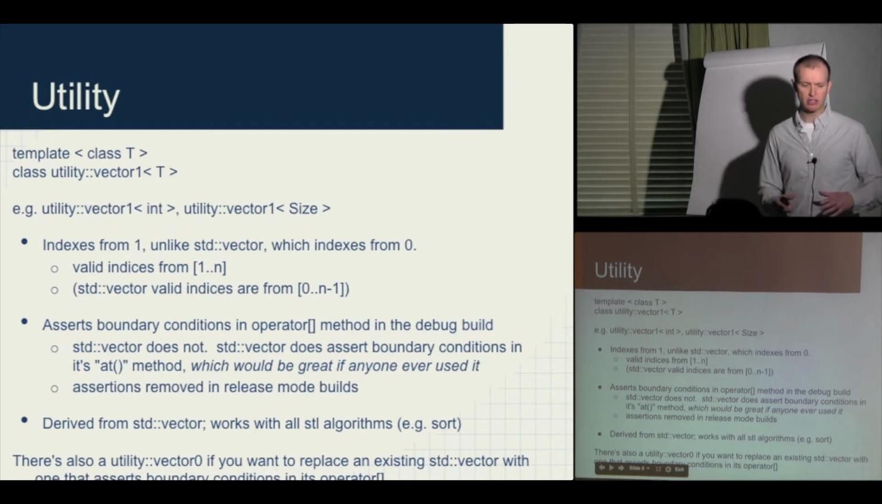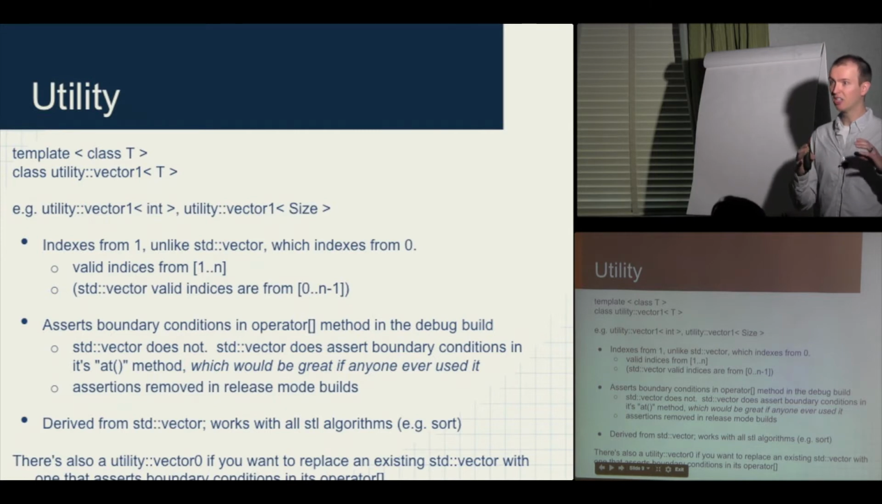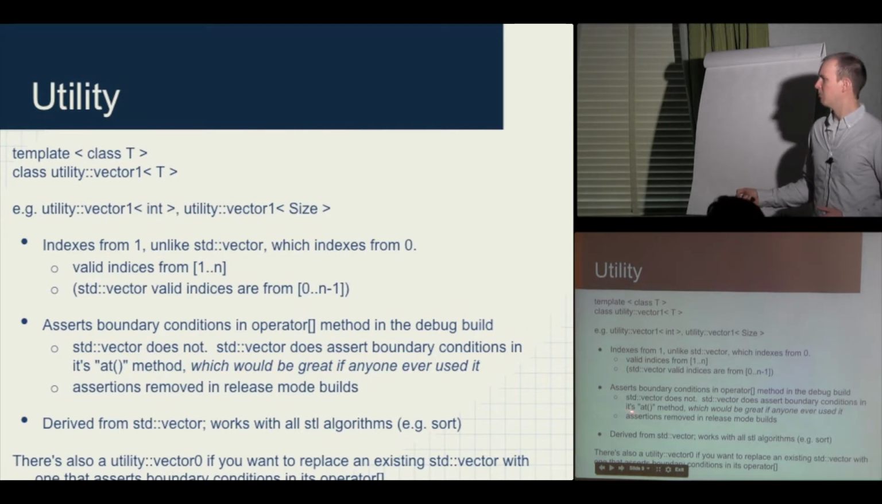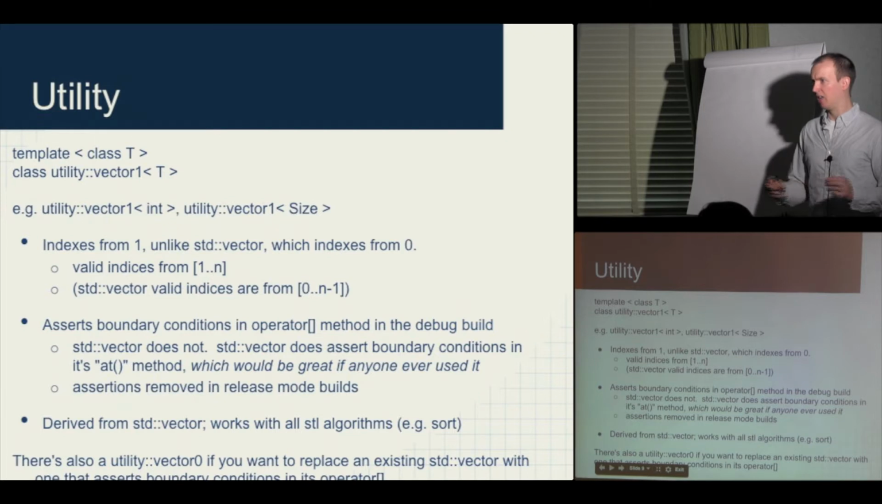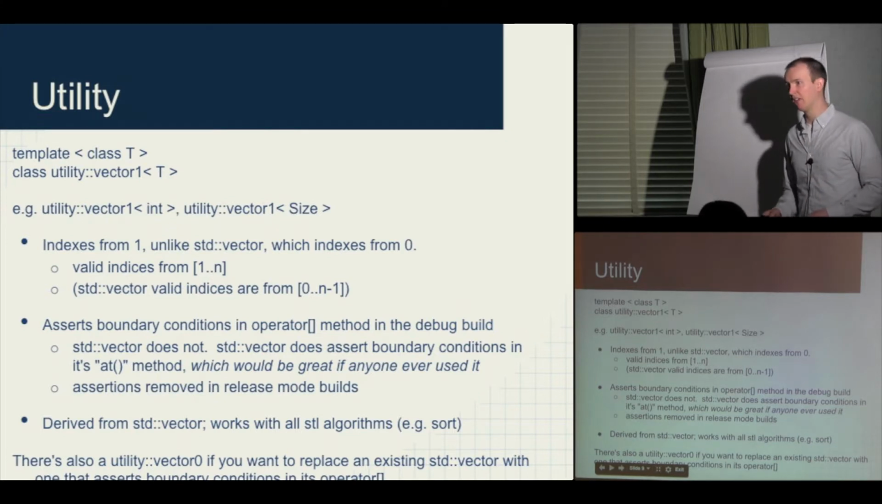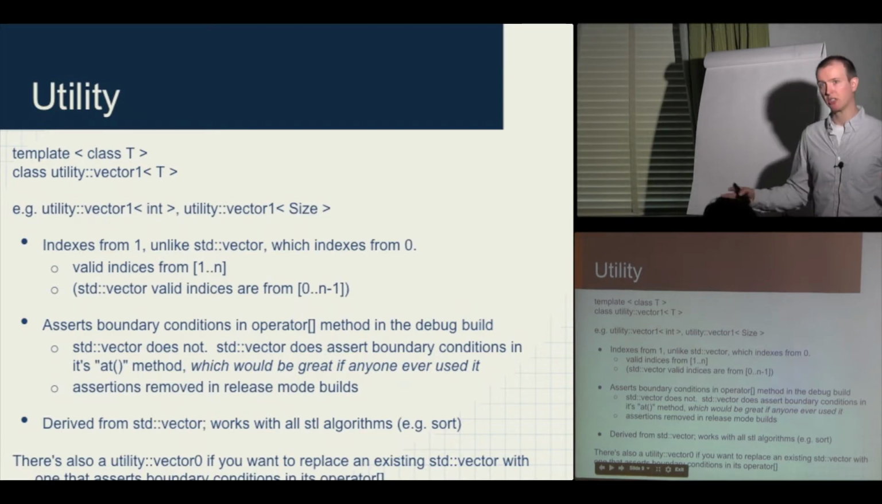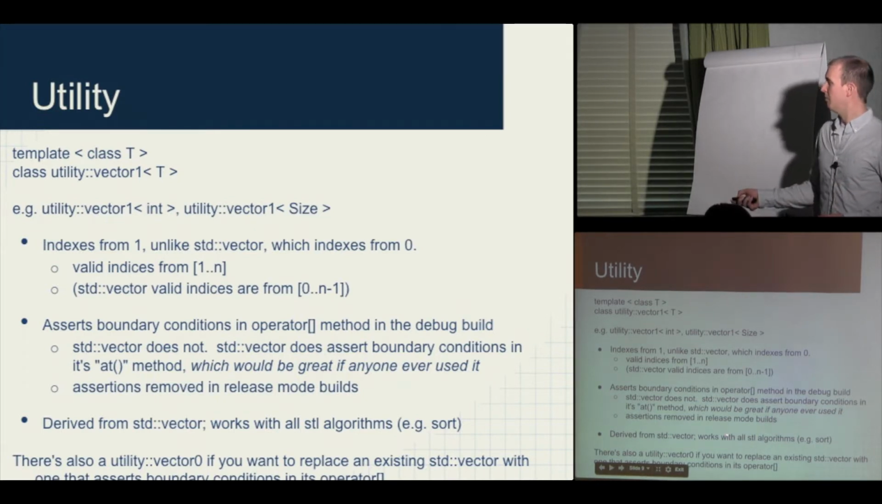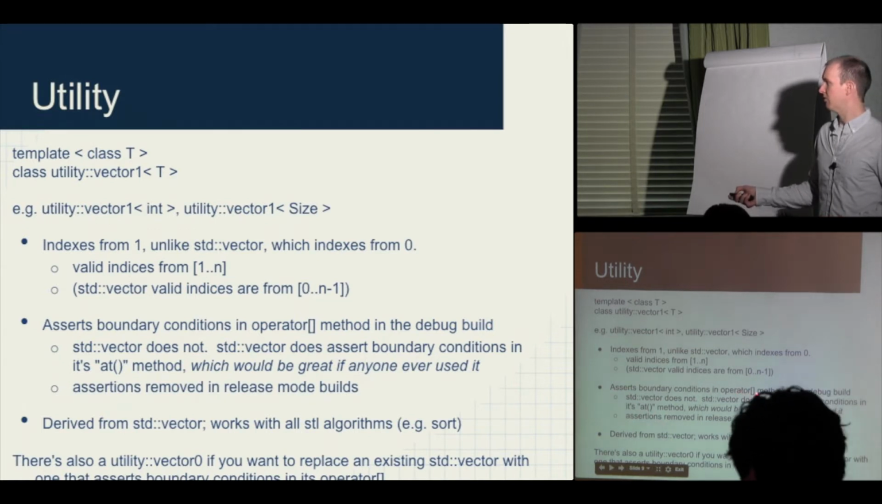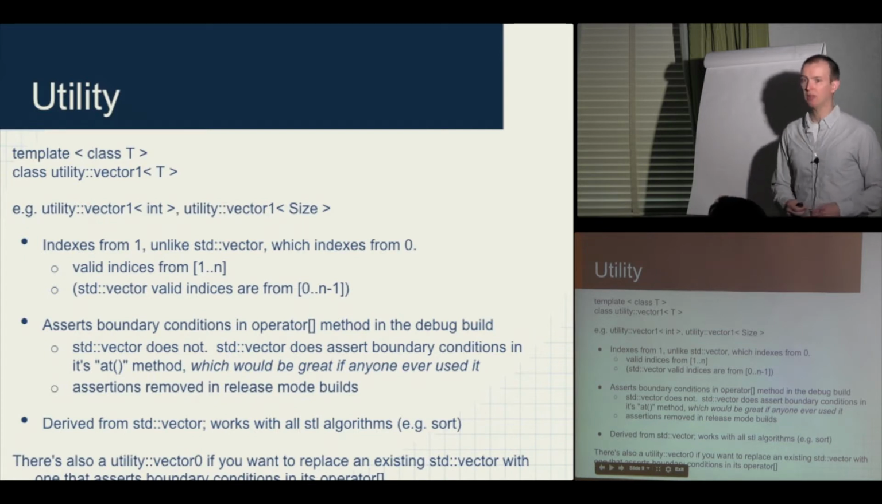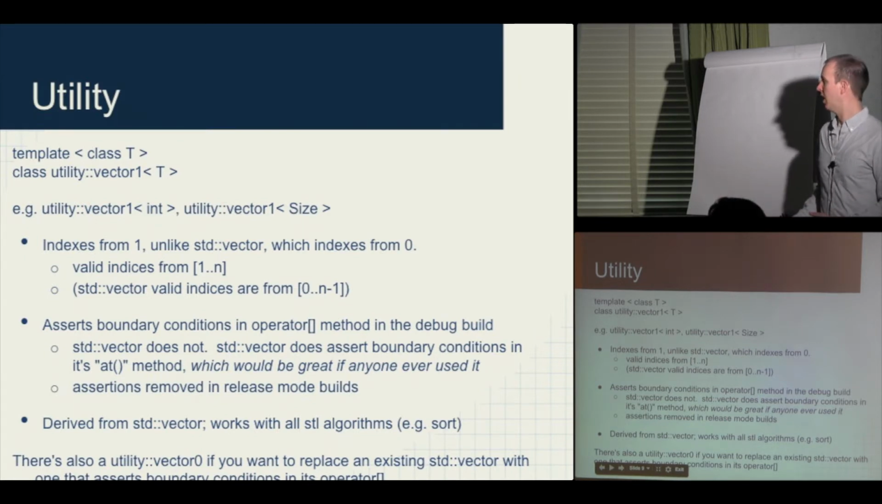So standard vector, in contrast, doesn't assert boundary conditions in its bracket operator. It has a separate method for which it'll actually assert that, which is this at method. But I don't think anyone has ever used the at method in a standard vector, and no one in Rosetta uses it either. So that's basically the most worthless thing that you could have added. But what's really nice about the assertions that we have for the operator bracket is that they're removed in the release build. So we're not spending time in production runs asserting boundary conditions.